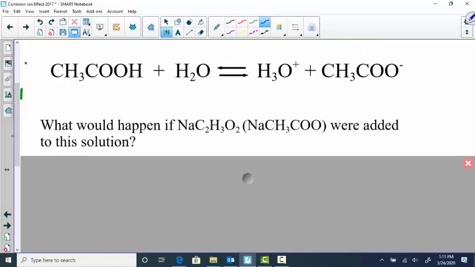What I'd like you to do now is answer the question: what do you think would happen if sodium acetate were added to the solution? This is the previous solution, and I want to add sodium acetate to this one. What do you think would happen? First of all, this sodium ion doesn't matter. Essentially what we're doing is increasing the concentration of the acetate ion.